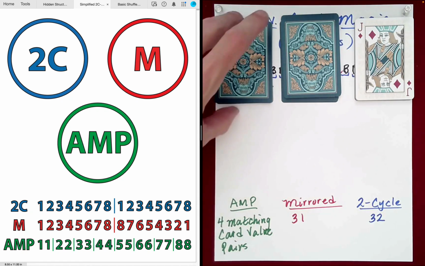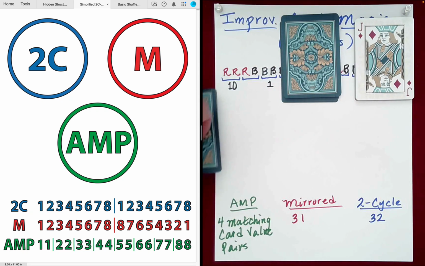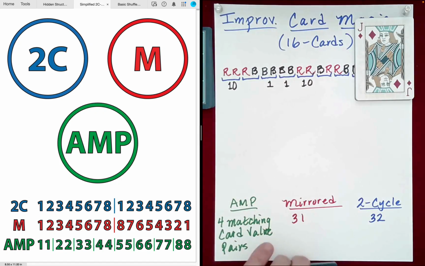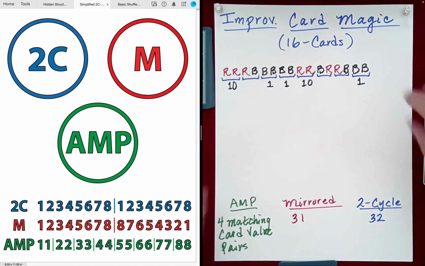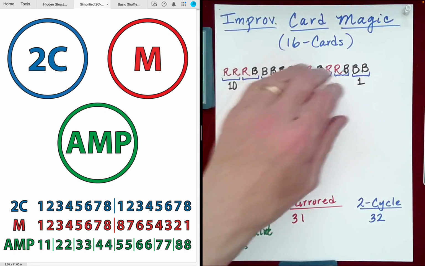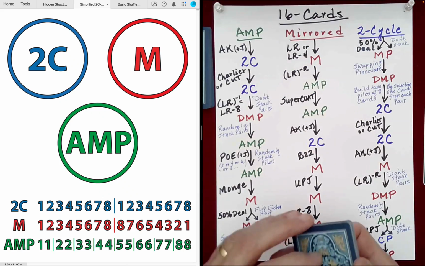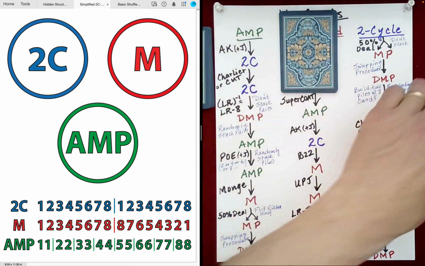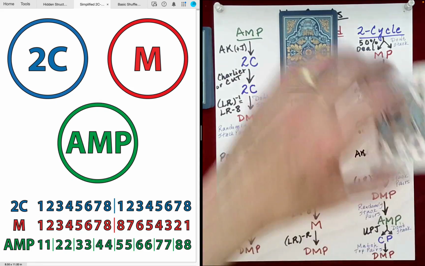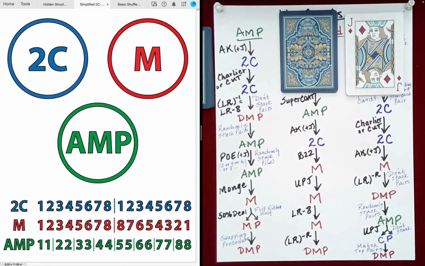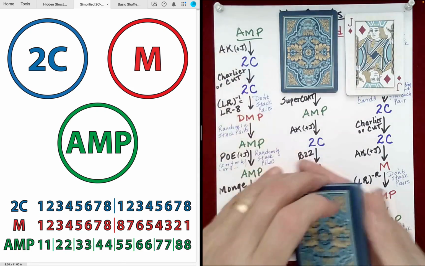Okay, so let's go ahead and move to the second half here. I'm going to slide these over. Maybe this one down here, this one off here. I need to get to the paper underneath. Okay, so I believe this one was for the mirrored, this one was for the two-cycle, and then this one over here was for the AMP.